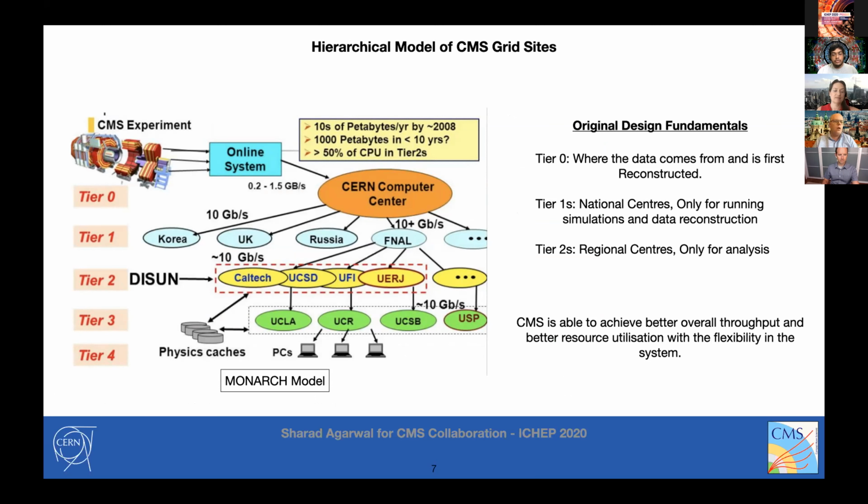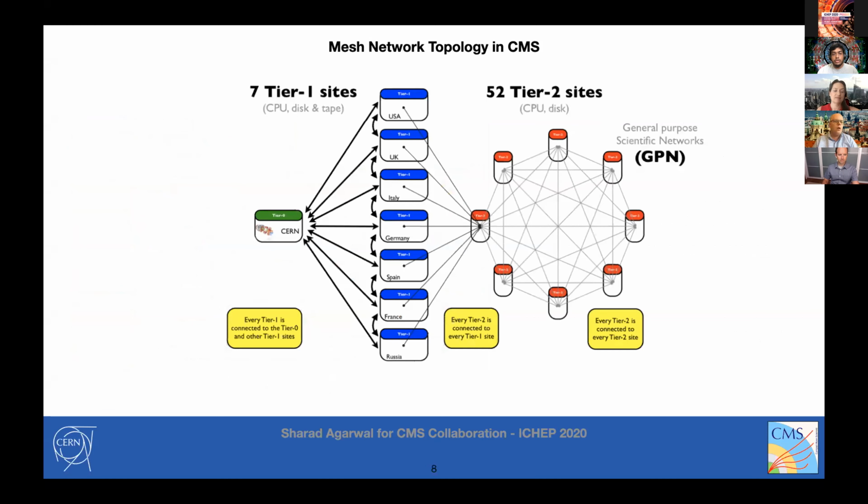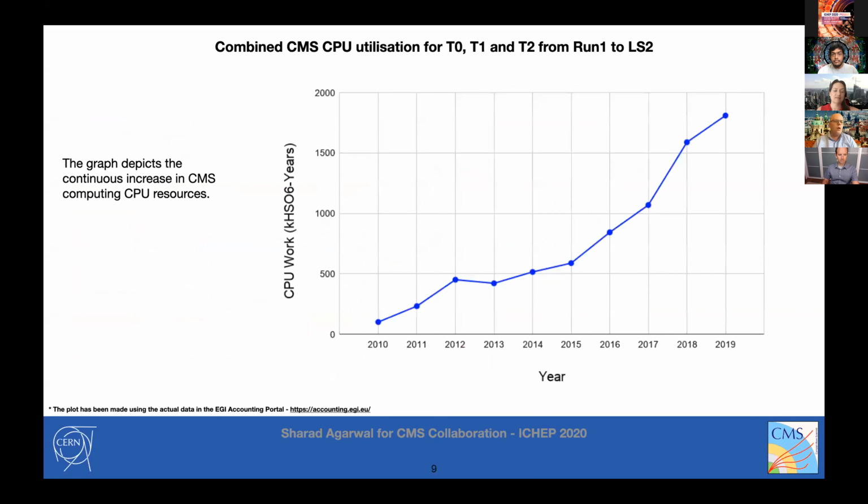But CMS wanted to be a little more flexible, and we were able to achieve better overall throughput and better resources with the new mesh topology. The mesh topology is basically where all the Tier 1s and Tier 2s can communicate with each other and with different tiers. So it gives overall more flexibility and better throughput of the whole system.